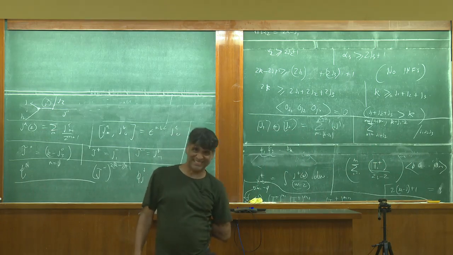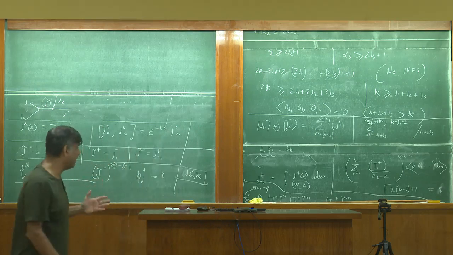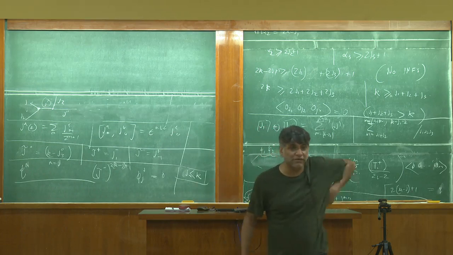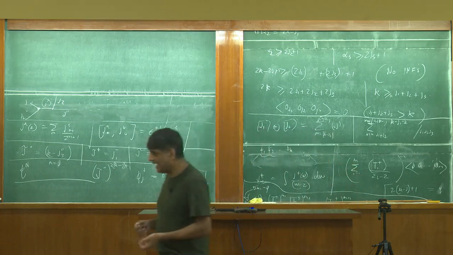Excellent. I think that's all I wanted to say about these Gepner-Witten type constraints and this local notion of conformal blocks. Any questions or comments?